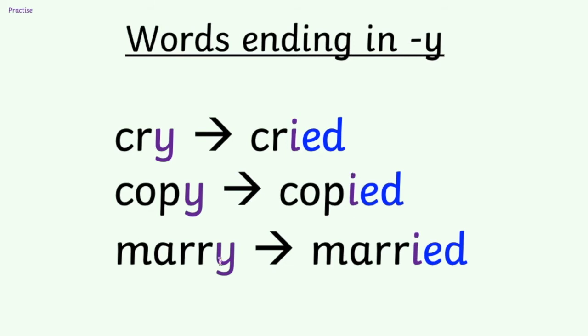And this is the word marry. For marry to become married, we need to, again, change the Y into an I before we add ED. So that's mostly what we do when there's a Y on the end. But there's another little rule that we need to remember. This is the last one, I promise.